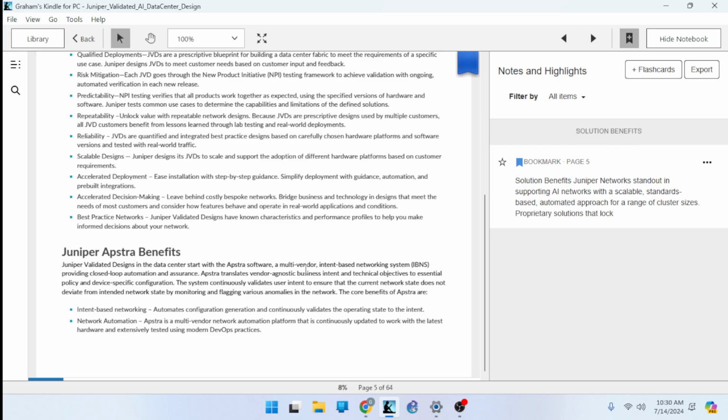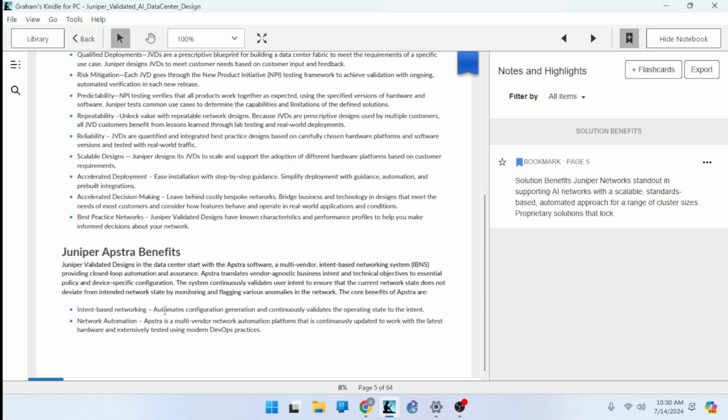Apstra translates vendor-agnostic business intent and technical objectives to essential policy and device-specific configuration. The system continually validates user intent to ensure that the current network state does not deviate from intended network state by monitoring and flagging various anomalies in the network. The core benefits of Apstra are intent-based networking, automates configuration generation and continuously validates the operating state to the intent.